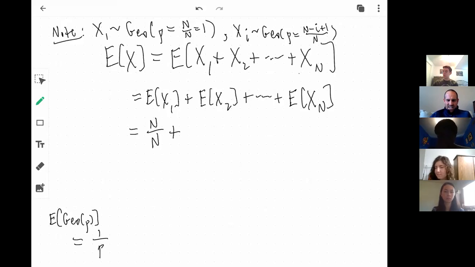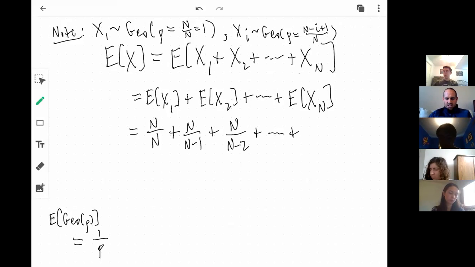Okay, so the next one, expected value of x2, the proportion of success was n minus 1 over n. So this is going to be n over n minus 1. Next would be the expected value of x3, which is n over n minus 2, plus ... plus the expected value of x capital N. What's that going to be? N over capital N minus n plus 1. That's just n over 1. Yeah? And what do you see we can factor out of this thing?